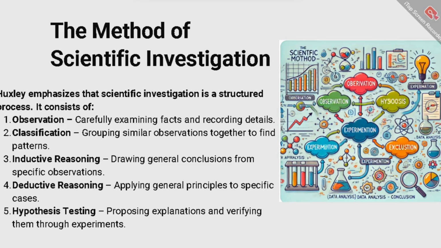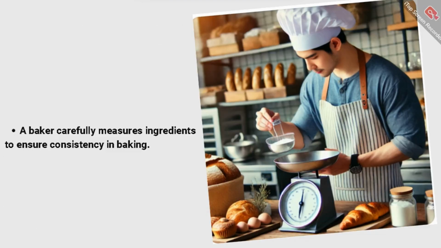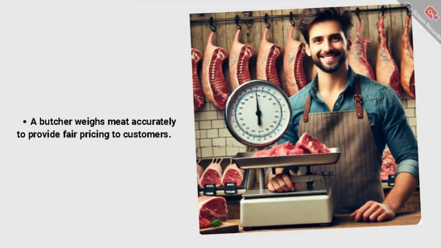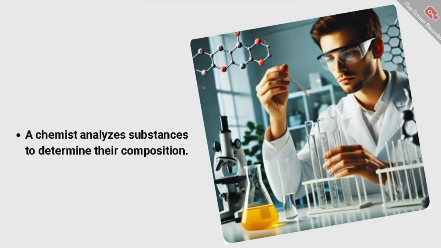Means people cannot assume anything, they have to go through the experience to conclude anything. So, Huxley explained this by mentioning a baker, a butcher, and a chemist. Here, Huxley uses the example of a baker and a butcher and also a chemist to illustrate that everyone in some way follows a scientific process in their daily work.